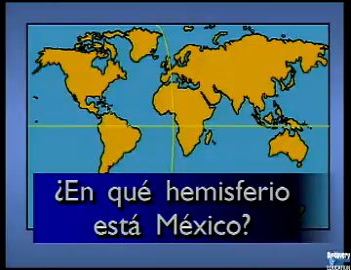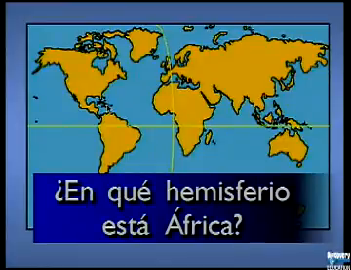Well, try this one then. ¿En qué hemisferio está África? Well, that one's tougher, isn't it? Well, we can see está en el norte, right? En el hemisferio norte. También, it is also en el hemisferio sur. Está en el hemisferio oriental y también está en el hemisferio occidental. So, wow, we named all four of the hemispheres when we were talking about Africa.